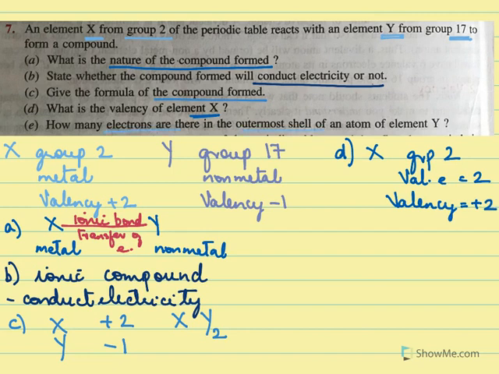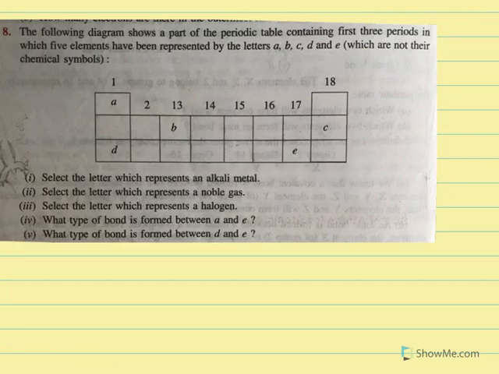Next, how many electrons are there in the outermost shell of Y? So Y was group 17. So if group 17, that means valence electrons equal to 7. Valence electrons are the outermost electrons. So how many electrons in the outermost shell? 7 electrons in the outermost shell of Y.